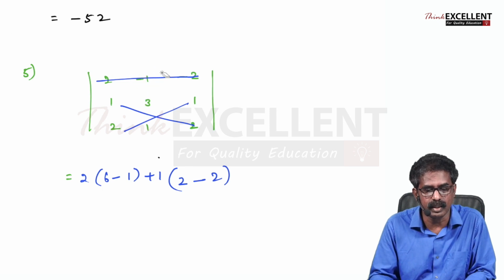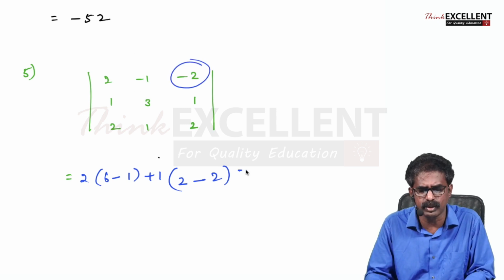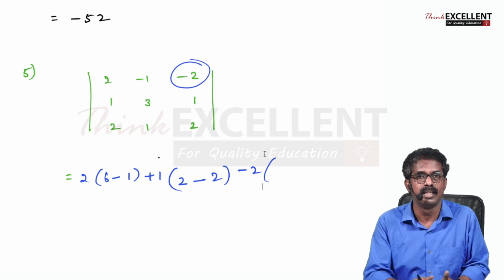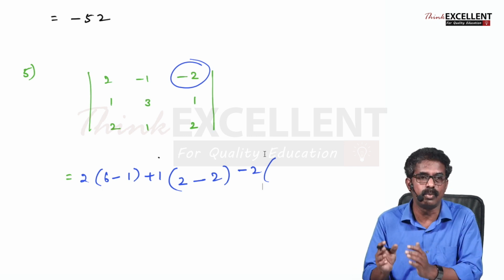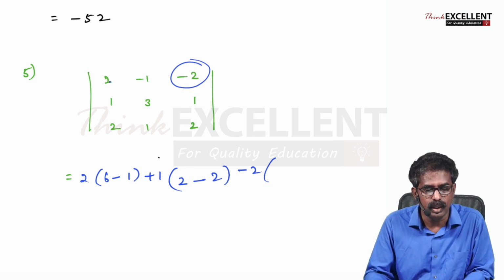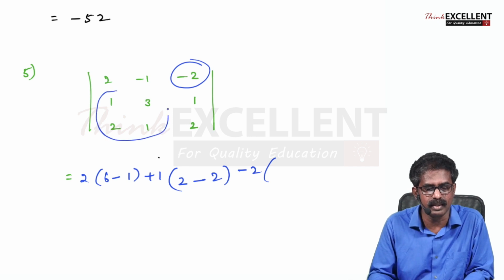Now we have to go for the third one. So for the third one, when you take, write it as it is. Minus 2. Write minus 2. Whatever we have, you write. Don't change the sign. First one, you write as it is. Second one, you change the sign. Third one, you write as it is. Okay, so minus 2 into. Leave that row, leave that column. So remaining 4 numbers you have here, right?